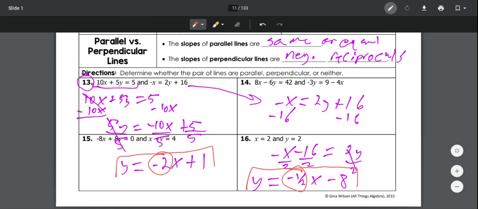Now, these have to be negative reciprocals, which means if one of my slopes was negative 2, the other slope would have to be positive 1/2 because that would be the negative reciprocal, meaning I would flip that sign. So you flip it and change the sign. That's what a negative reciprocal is. So in this case, your answer would be neither, because it's not the same and it's not perpendicular, so it's neither.